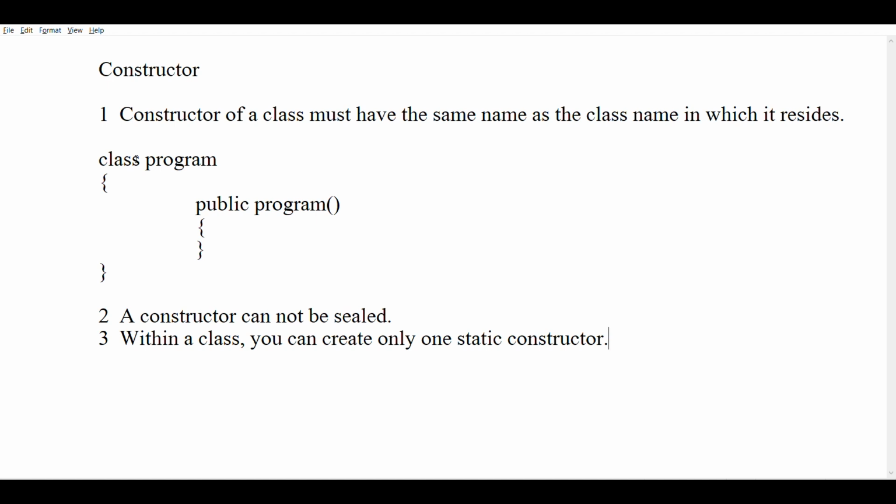The next point is that within a class, you can create only one static constructor. In one class, we can create only one static constructor because the static constructor is responsible for initializing the static members inside the class, and it is called before executing the main method. Means if you want to assign a value in the main method to the static constructor, it's not possible because it is called before the main method.